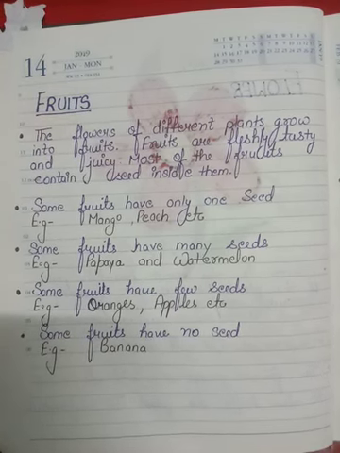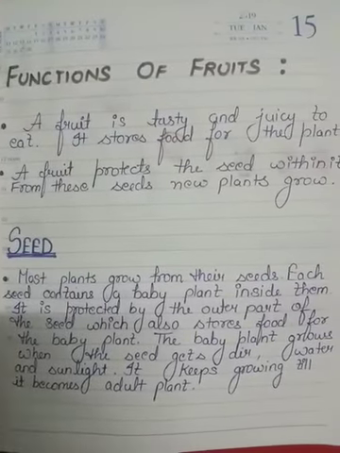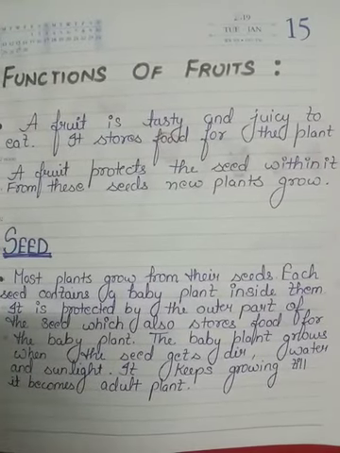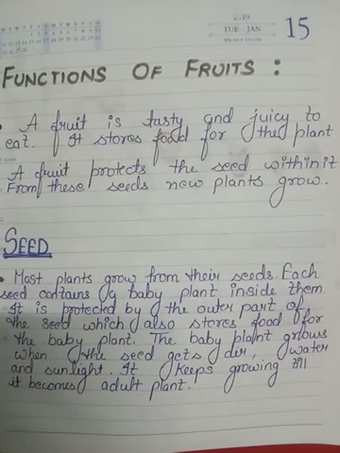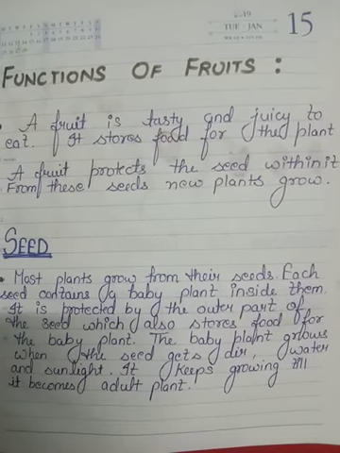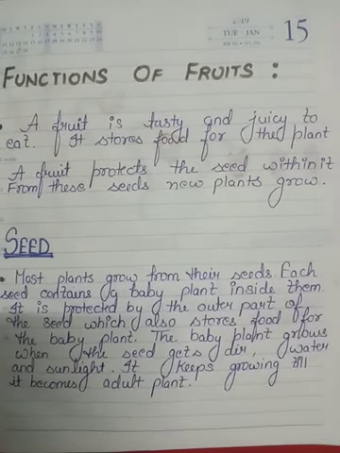Now what are the functions of fruits? A fruit is tasty and juicy to eat. It stores food from the plant. A fruit protects the seed within it. From these seeds, new plant grows. Now, children, fruits are very juicy part because these are tasty to eat.